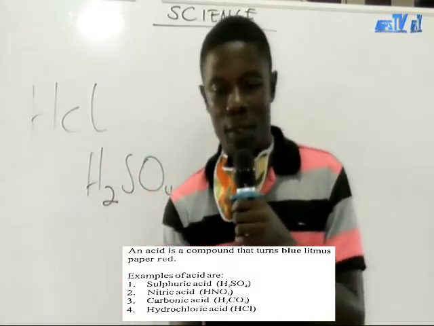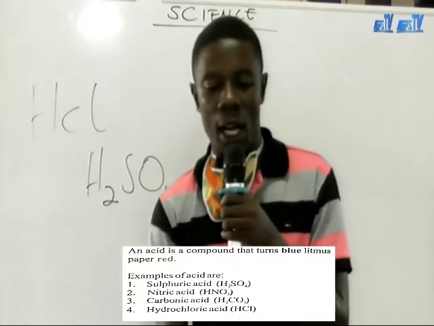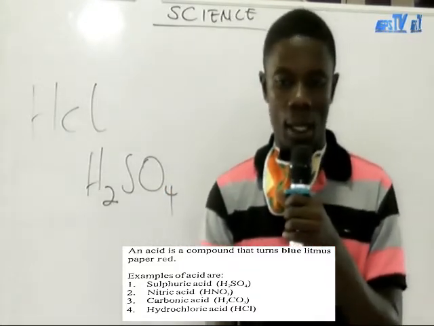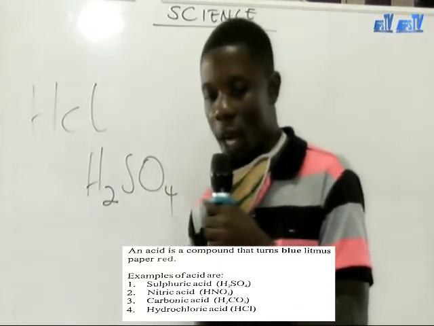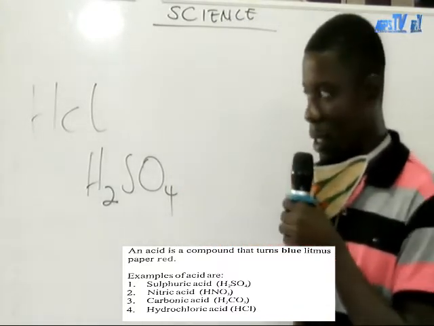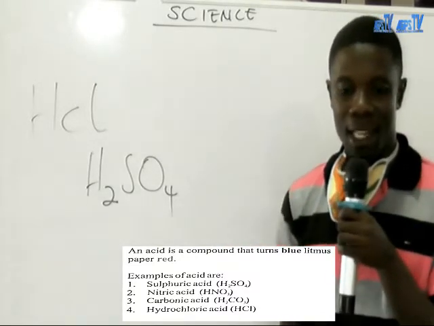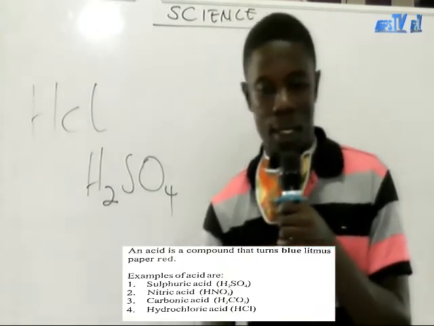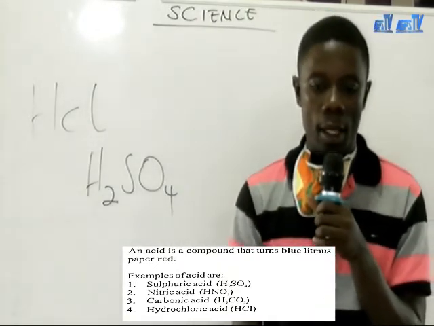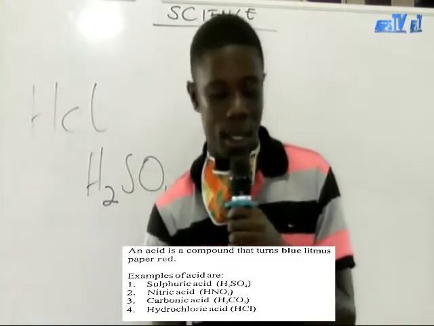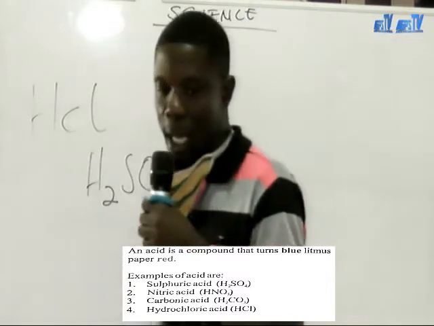Now, we have the words sulfuric acid, and H2SO4 is the chemical formula. So take note of that. In H2SO4, we have hydrogen, sulfur, and oxygen. They come together to form sulfuric acid. The next one is nitric acid. The chemical formula is HNO3. HNO3 is the chemical formula for nitric acid.